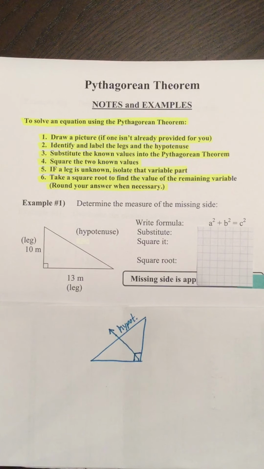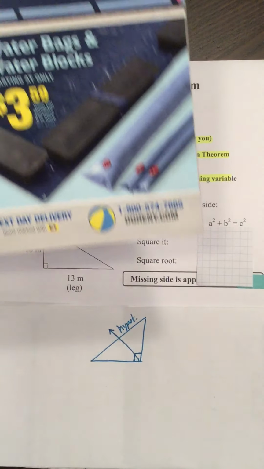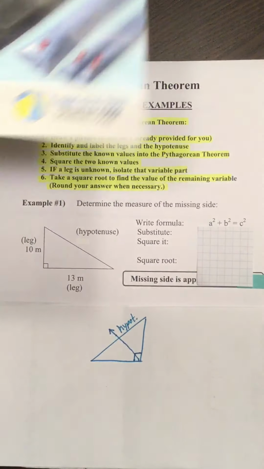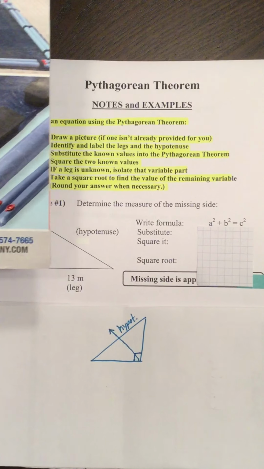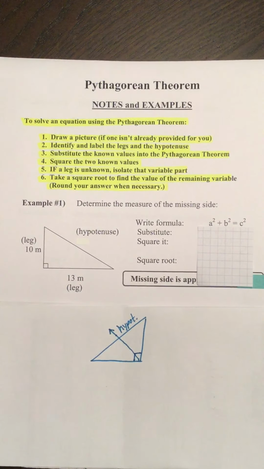I'm even looking around my house, and I could even use this magazine right here. We got like a pool magazine. You could use this magazine as your straight edge to draw each of the sides of this triangle. So the first thing you're going to want to do is draw this triangle. Okay, and they've already determined the hypotenuse for you and the legs.